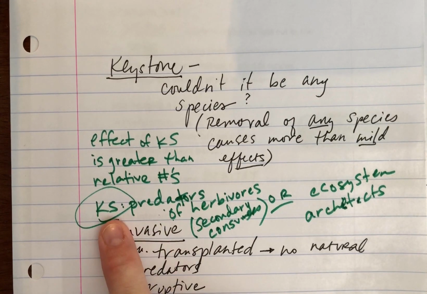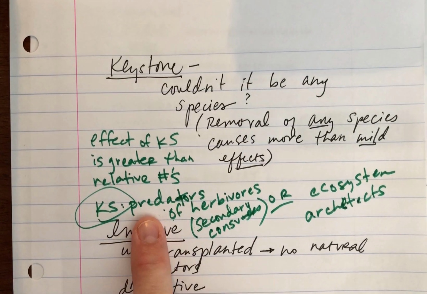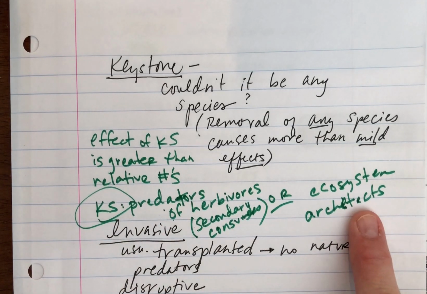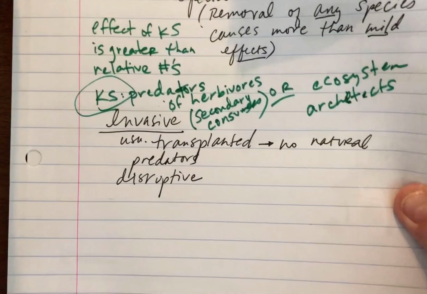A couple examples, you can look these up on your own because you're so curious. Predators that serve as keystone species, wolves in Yellowstone. Look that up. Sea otters in the ocean. Look that up. Examples of ecosystem architects, this would be like a beaver. Look that up. All right, now moving on to invasive species.